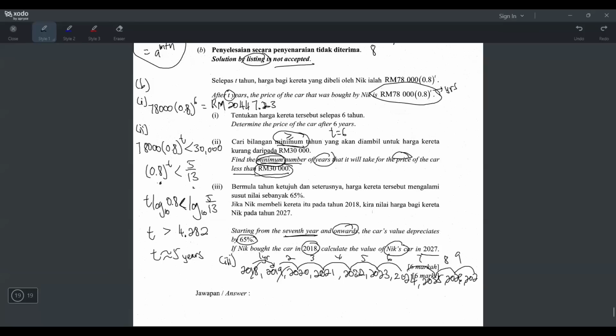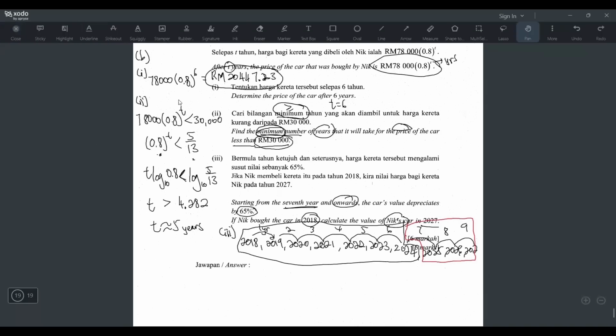So can you tell me, what happens for the first 6 years? The first 6 years is from here to here, right? For the first 6 years, we already know the price. After 6 years, the price of the car becomes this value already. But from the 7th year onwards, I already use red color. This is the new one. From the 7th year onwards, it does not follow this formula anymore. It depreciates by 65%. It means after 6 years, the price of the car is 20,447.23.